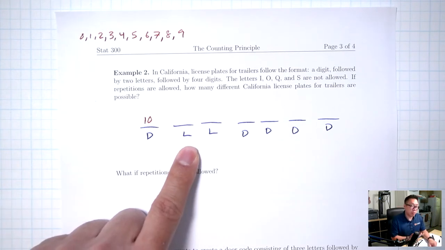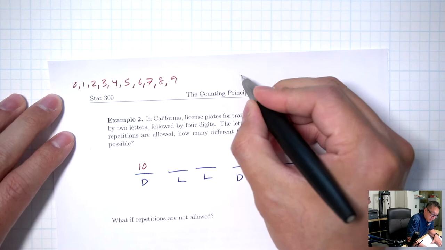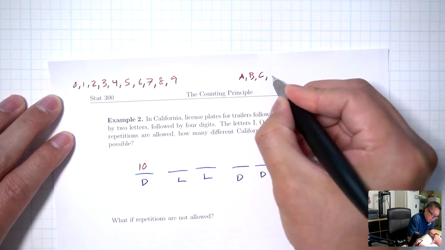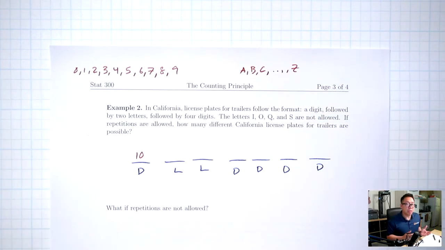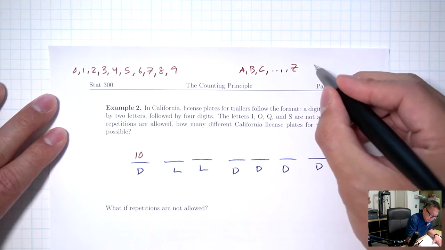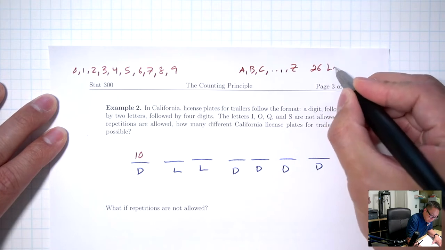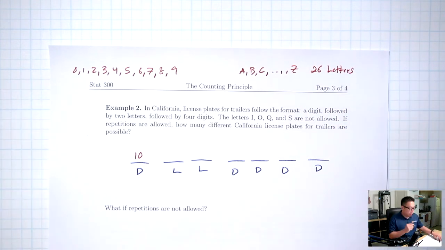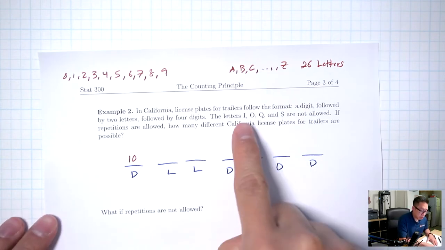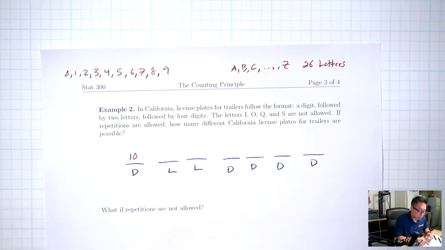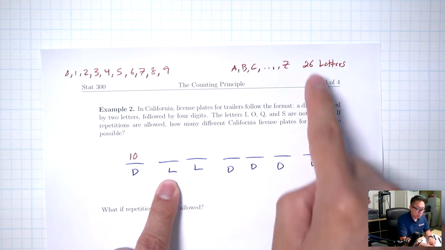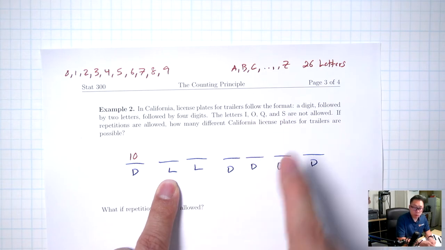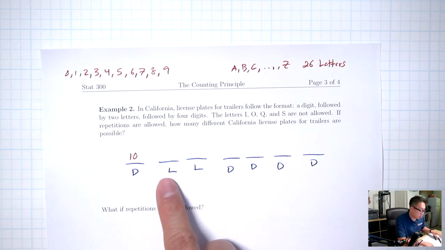Letter. Okay, so letter, I mean A through Z. So normally, A through Z, how many letters is that? Pretty sure it's 26. 26 letters. Now, I did say we're not allowed to use I, O, Q, and S, okay? So 26 letters total, but if you remove I, O, Q, and S, how many letters do you have now? So 26 minus these 4. 26 minus 4 will be 22. We have 22 options for letters.